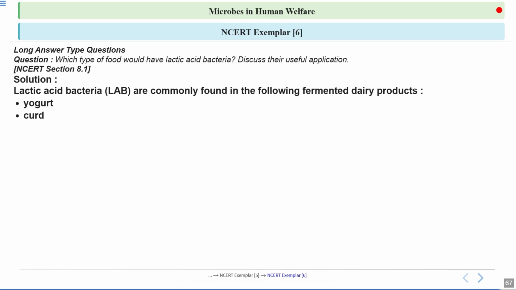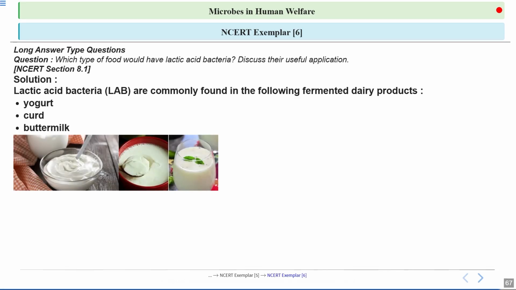Next one is curd. This is mainly made in homes. There's a difference between yogurt and curd. Yogurt contains a mixture of good bacteria. Curd usually contains lactic acid bacteria. Then you have buttermilk. This is another product rich in lactic acid bacteria. It is made by churning curd and it's often consumed to aid digestion. So you can see in this image, they are showing you yogurt, curd, and buttermilk, which are rich in lactic acid bacteria.